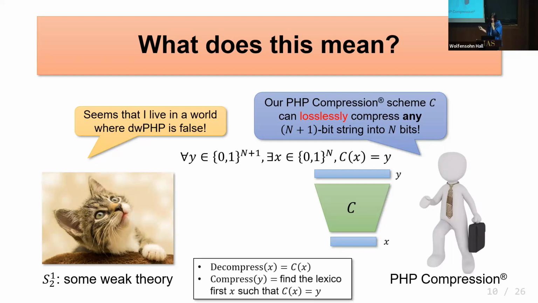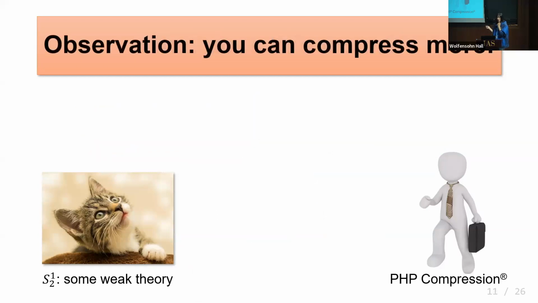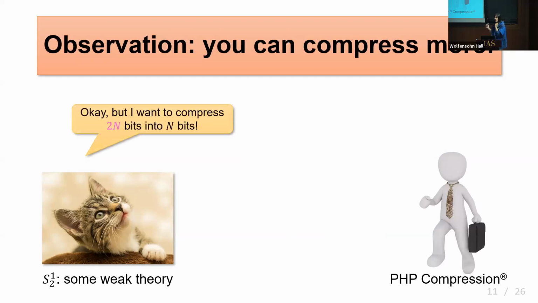Thanks. So to decompress a length n string, you just plug it in the circuit C, and to compress a string of length n+1, you find, let's say, the lexicographically first x such that C(x) equals 1. Let me remark that compression is empirical. This will not be important here, but it will be important when we translate things into the total function world. So you can compress n+1 bits into n bits, but apparently that's not enough.